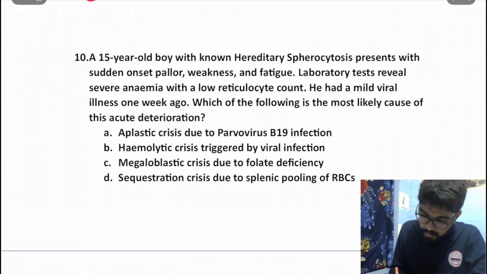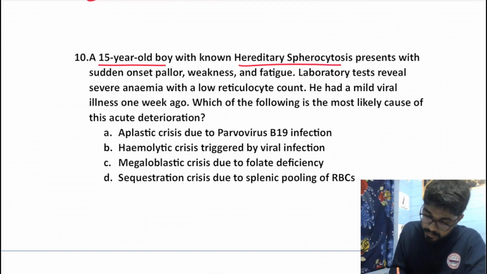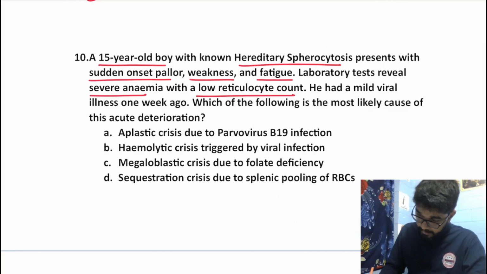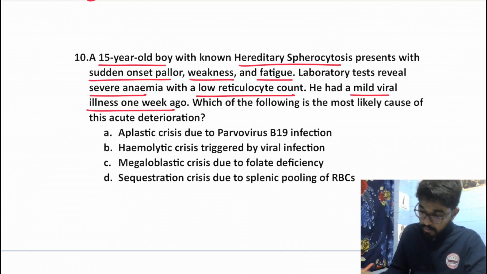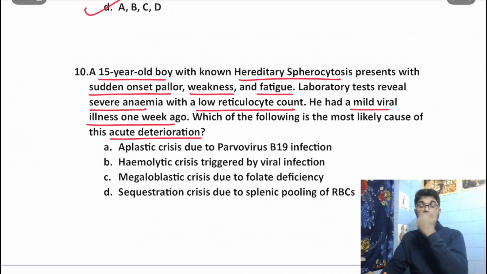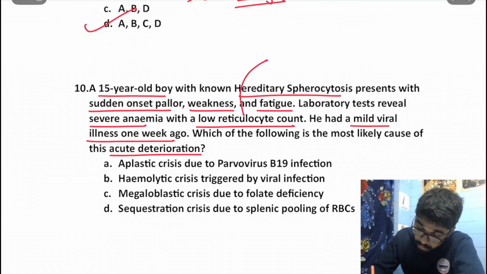A 15-year-old boy with known hereditary spherocytosis presents with sudden onset pallor, weakness and fatigue. Now the lab test reveals severe anemia and a low retic count. He had a mild viral illness 1 week ago. Which of the following is the most likely cause of acute deterioration? Now over here we see there is a low retic count.